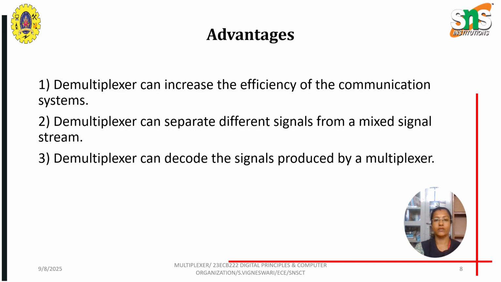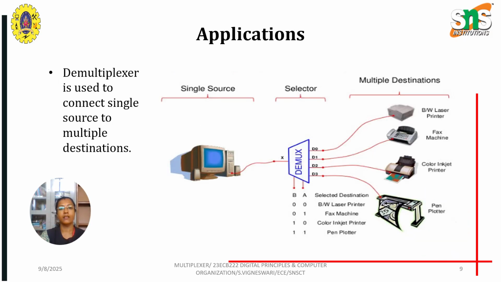What is the advantage of such a demultiplexer? A demultiplexer can increase the efficiency of a communication system, since one data input can be transmitted over multiple outputs. It can also be used for signal separation from a mixed signal stream. Similar to the multiplexer, it is used for decoding purposes; a demultiplexer also decodes the signal produced by a multiplexer.